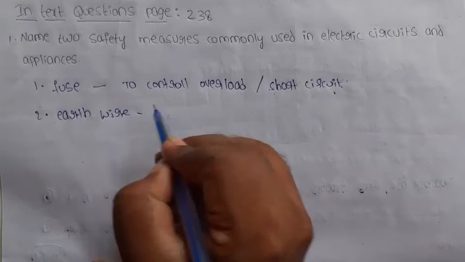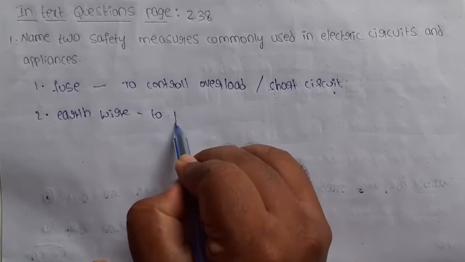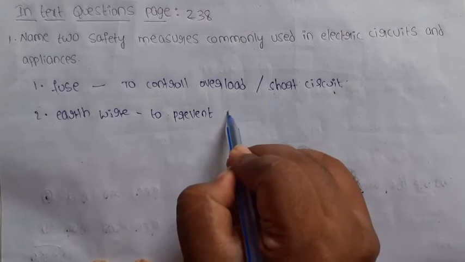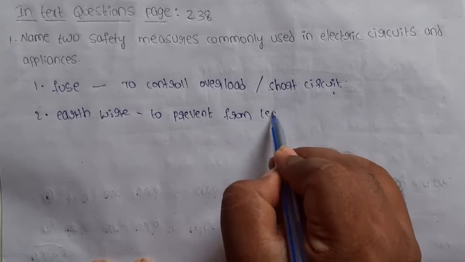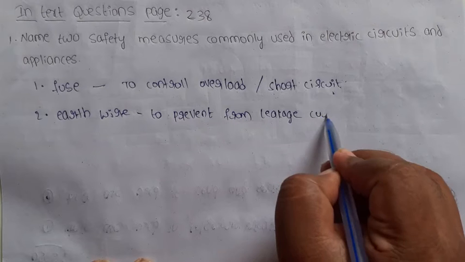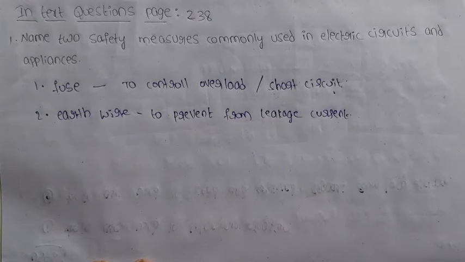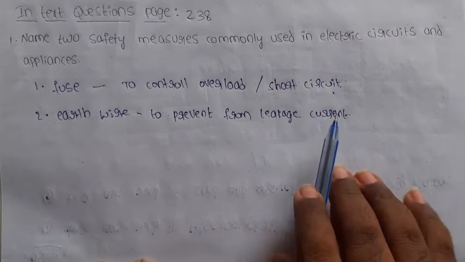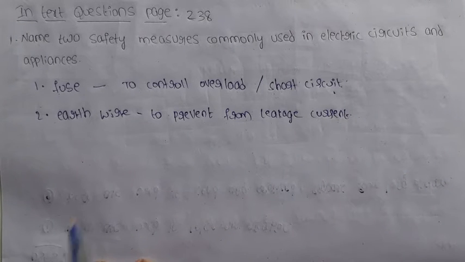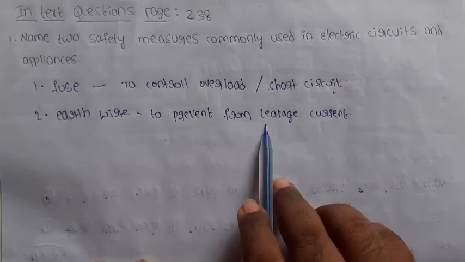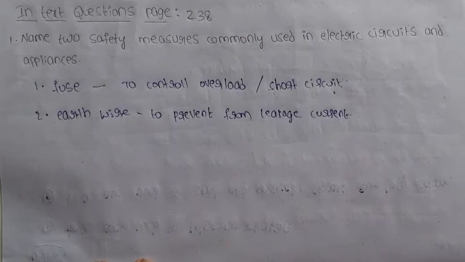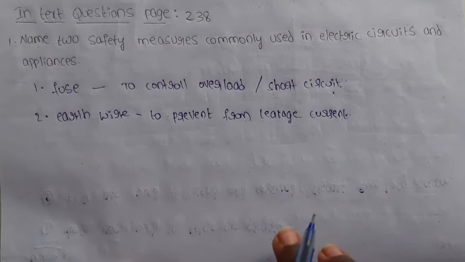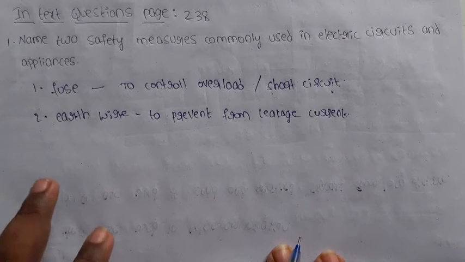What is the purpose of the earth wire? To prevent leakage of current. In some electric circuits, leakage current can happen. To avoid leakage current, we connect the earth wire. This earth wire absorbs the leakage current and it enters into the earth. This is the answer. So what are the safety measures? Fuse or electric fuse. Second one is earth wire.